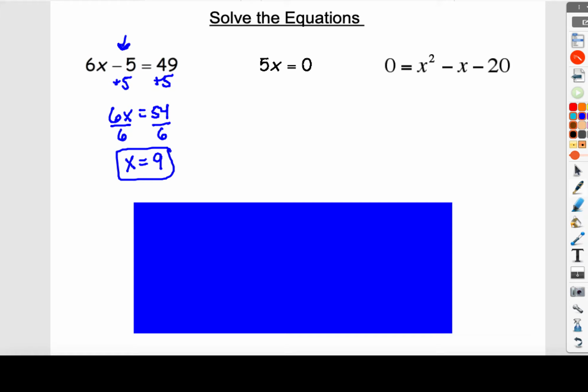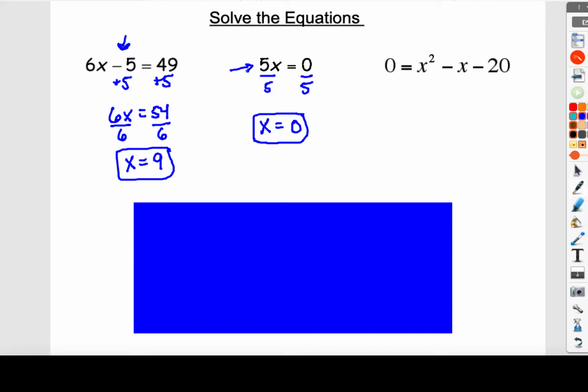The same thing works in the middle. Again, we've got 5 times x, so we can go ahead and divide by 5, and realize that 0 divided by 5 is still 0, and we've got a great answer there. And that makes total sense. The only thing you could multiply by 5 to get 0 would have had to be 0, right? We would have had to multiply by 0.